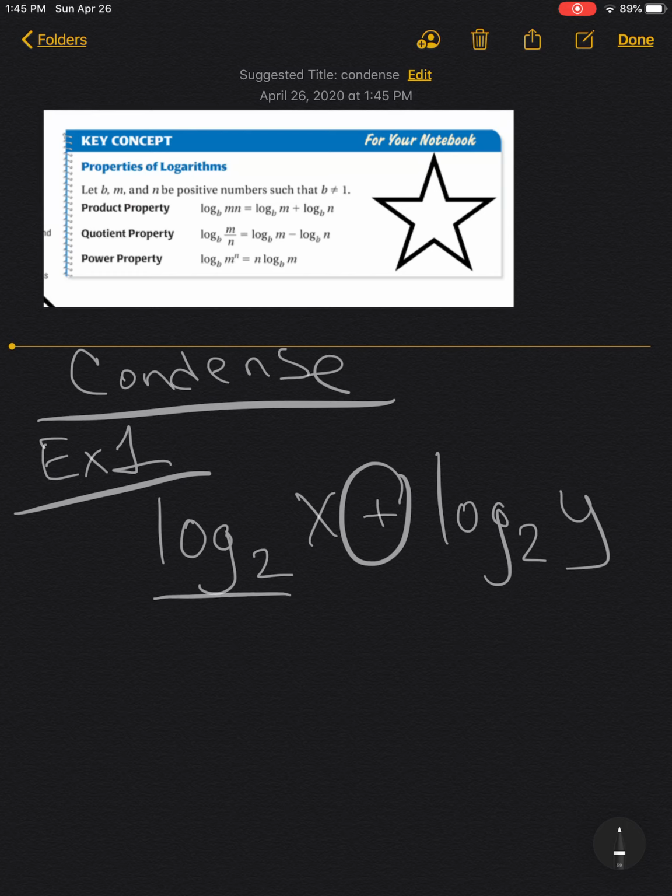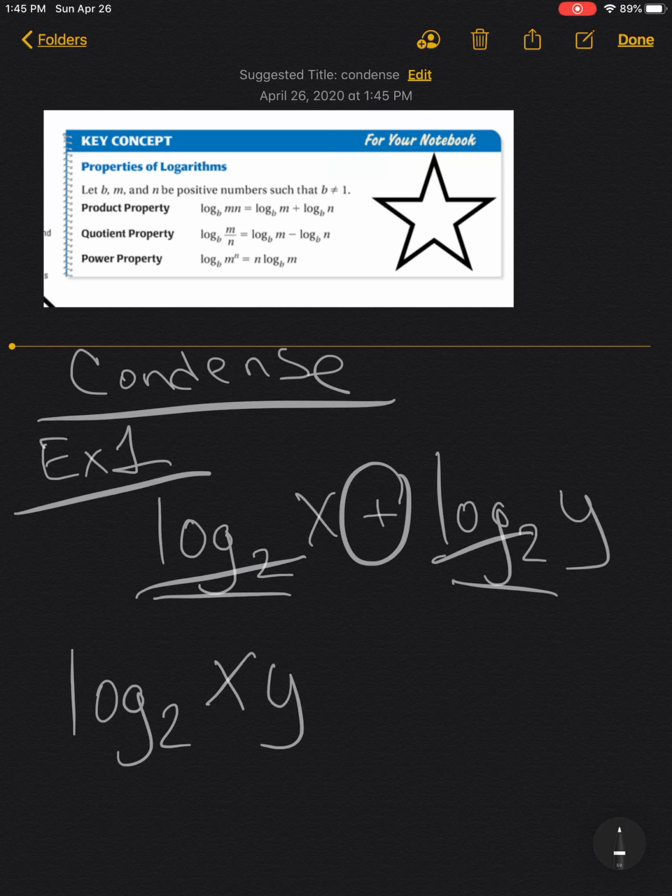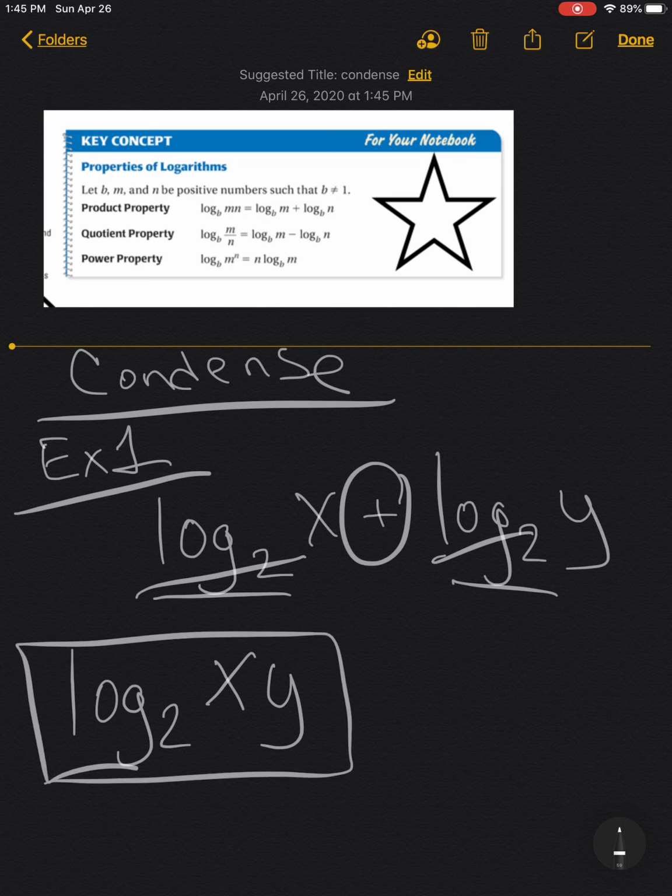So what you want to do is take whatever your log is, and notice it's the same base. The problems will always have the same base. You're going to bring that down, but you're only going to bring it down one time. So when you condense a problem, there should only be one log at the end. And now it says x plus y, so we're going to change that to be x times y. That's it. That's all you had to do in this problem. Condensing. So again, it changes from addition to multiplication. And there's only one log in the answer.